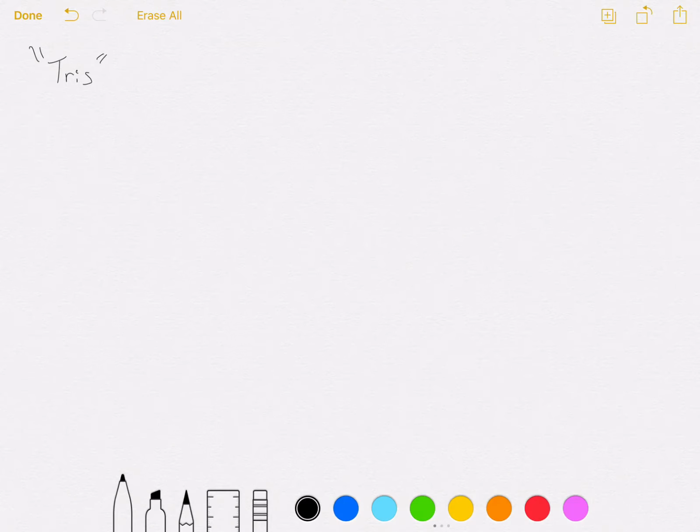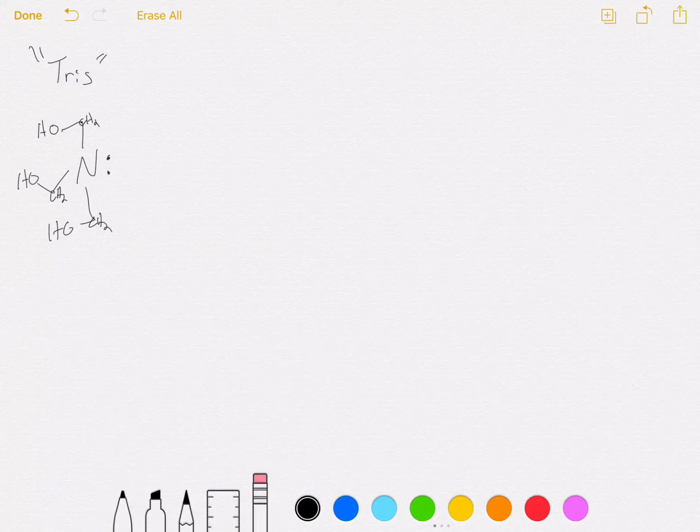Now, tris is an amine, which means it's a nitrogen with a lone pair. And it's not ammonia, in which case you'd have three hydrogens around it. Instead of three hydrogens, you have three hydroxymethyl groups. So HO, and then this elbow of this structure here is actually CH2, CH2, CH2. Okay, so we have that lone pair there, which means it can act as a base, and when it is protonated, the conjugate acid will have picked up a proton and be a cation there.